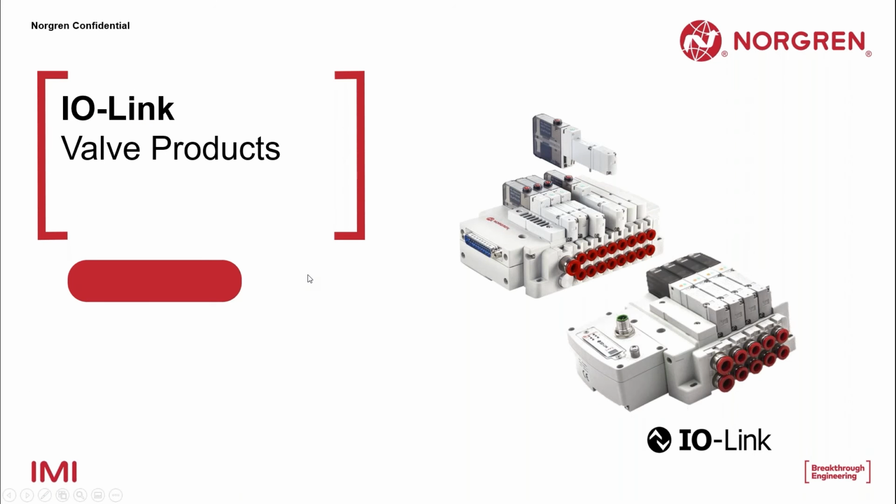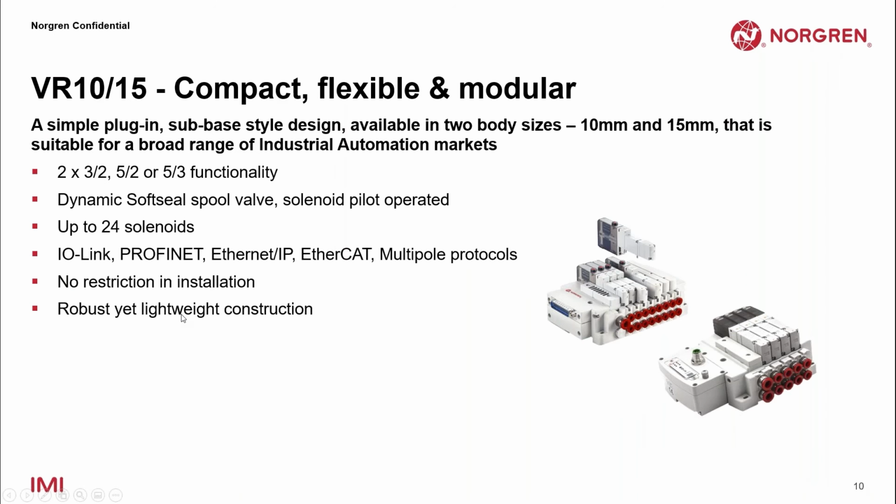Up next are our valve products. Norgren's VR1015 is a simple plug-in sub-base valve manifold. It's available in 10 and 15 millimeter body sizes. It's compact, flexible, and modular, suitable for a broad range of industrial applications, perfect for packaging.